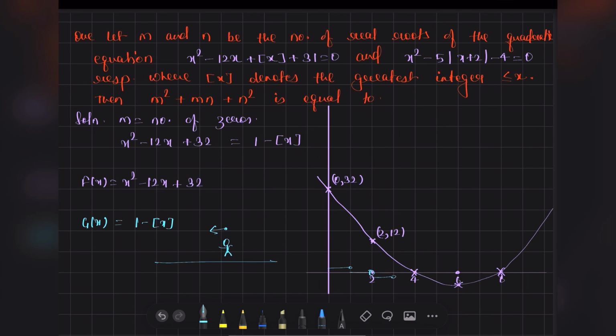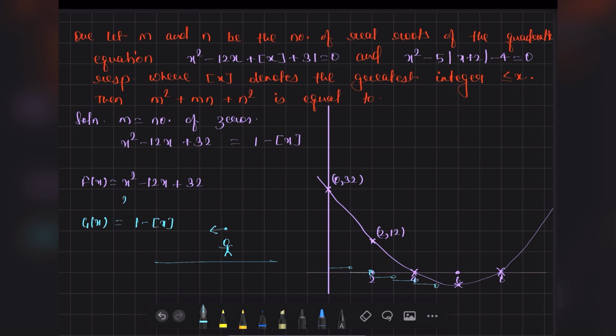Now if you take a number from 3 to 4, it will become 3, and the output will become minus 2, so slightly smaller. Now if you take a number from 4 to 5, it will become minus 3. Now try to figure out the number at exactly 5.